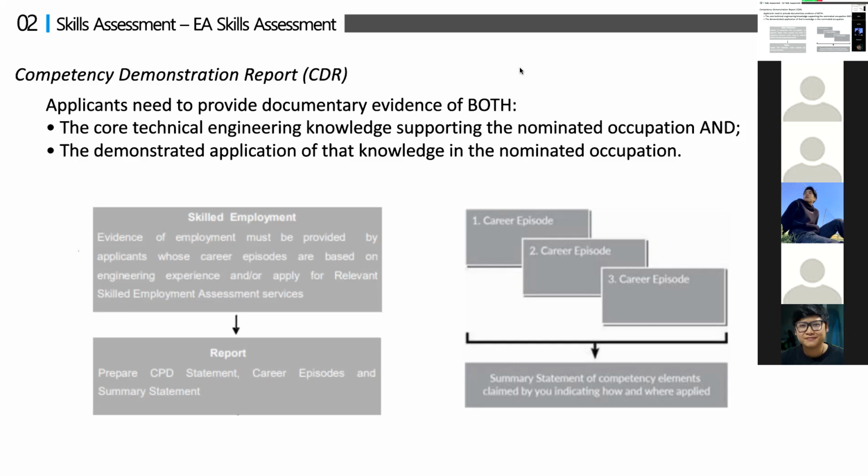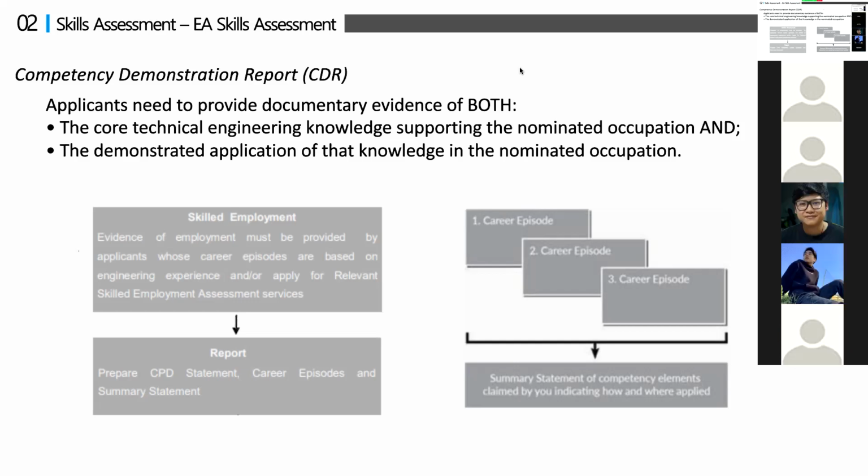So the people who want to apply for the skill assessment through the CDR process must have relevant work experience. Based on work experience, they must provide 3 career episodes. It should be from your employment, your work experience, and you have to demonstrate how you meet the professional engineer requirements and how you take the responsibilities and tasks which a professional engineer requires.